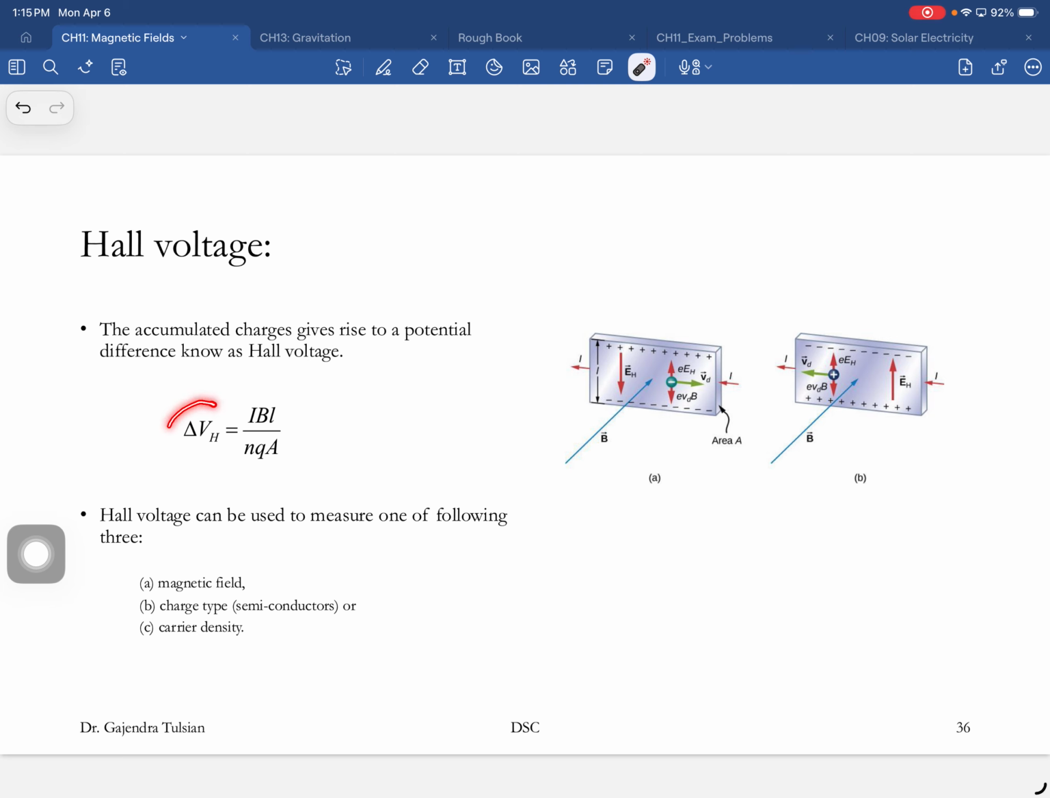Okay, so the Hall voltage is proportional to the current, to the magnetic field, and the width of this wire, and the carrier density. So you can measure the carrier charge from the sign of the voltage, and A is the area of cross section. So using the Hall voltage, you can measure the carrier density. For instance, how many free electrons there are in this metal can be measured using the Hall voltage.